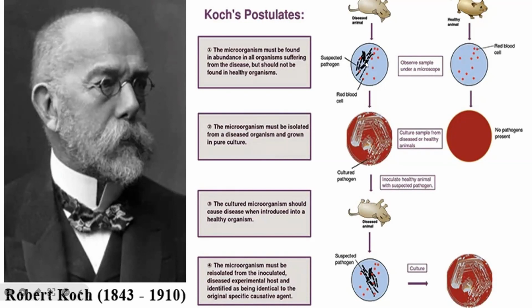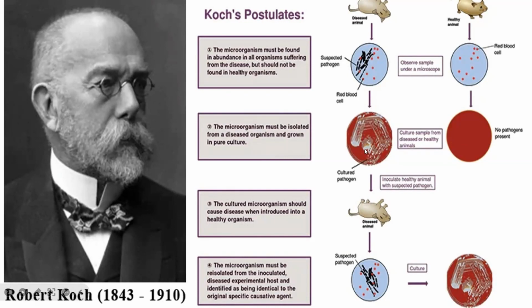Now, what will happen if you take a blood sample and grow it on an agar plate? The disease causing bacteria will grow on that agar plate. The disease causing organism will grow on that agar. What will you get if you grow a healthy sample on this? Nothing. That disease causing organism you will not get.